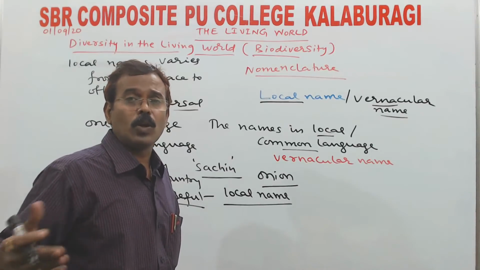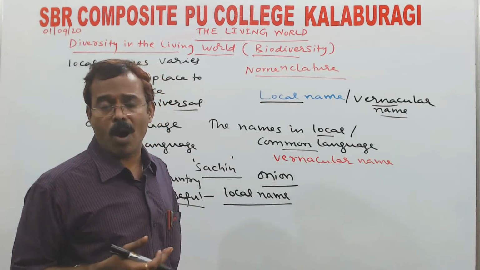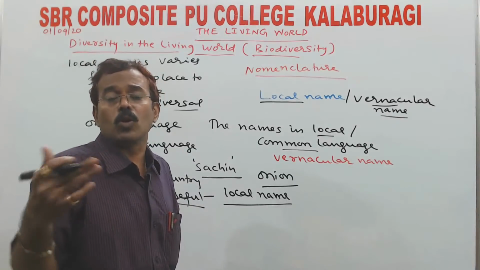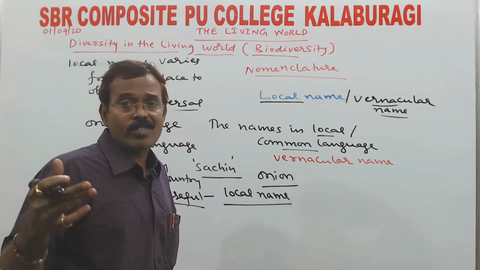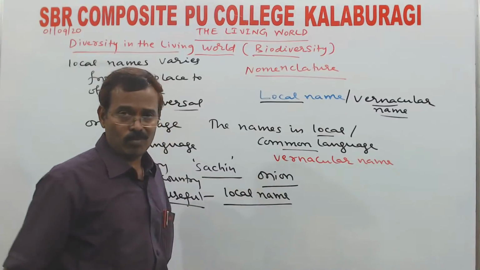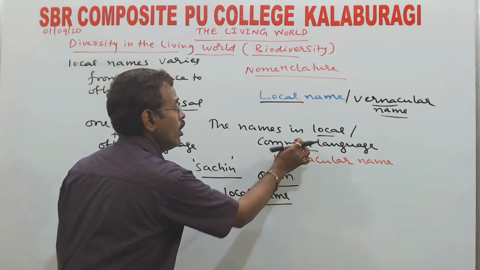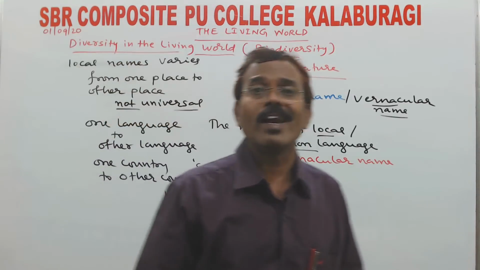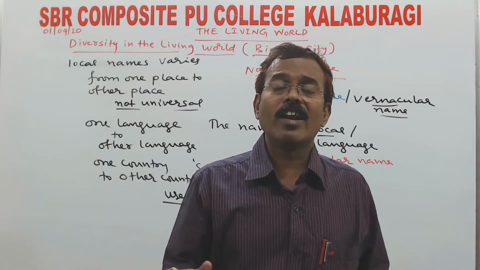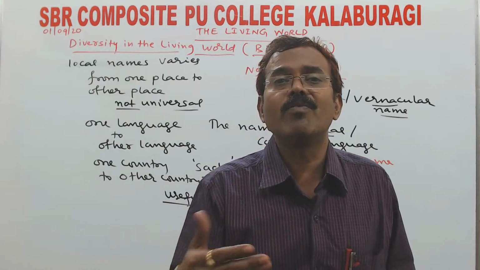Okay, they may have different roles, they may have different economic importance, they may not have any useful role to the human being, but these have not been given the local names. So these are the disadvantages of giving the local name or vernacular name. So vernacular name or local name create confusion.